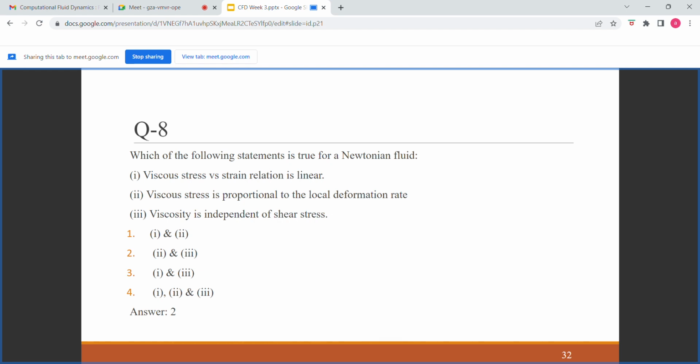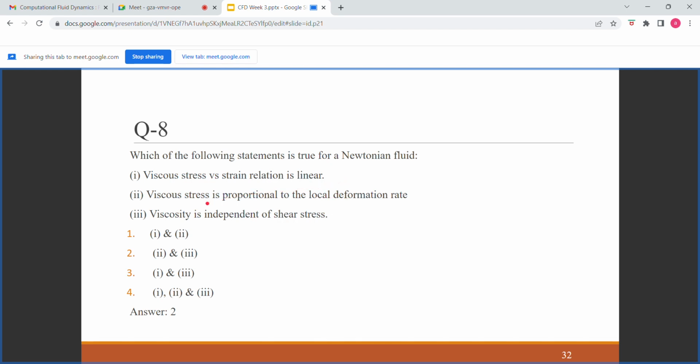From this it is asked: which of the following statements is true for a Newtonian fluid? In option 1 it is given that viscous stress versus strain relation is linear. This is not true, because viscous stress versus strain rate, that is the rate of deformation, is linear. It is not strain but strain rate. Viscous stress is proportional to the local deformation rate. This point is correct. That is the definition we use for stating the Newtonian fluid. So this statement is correct.